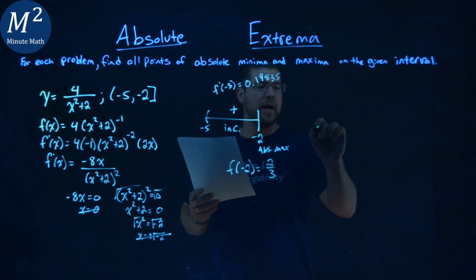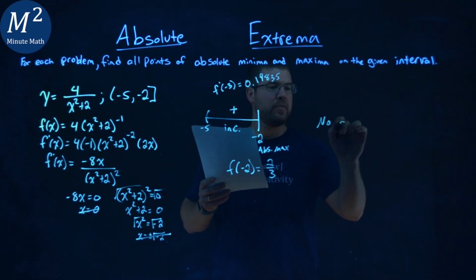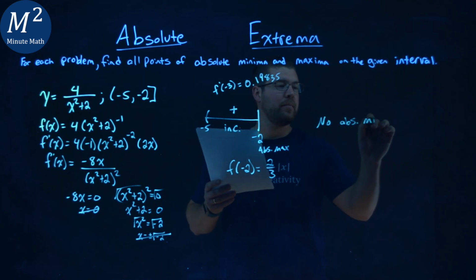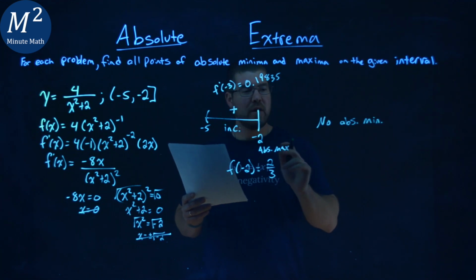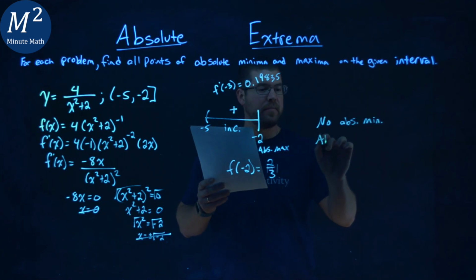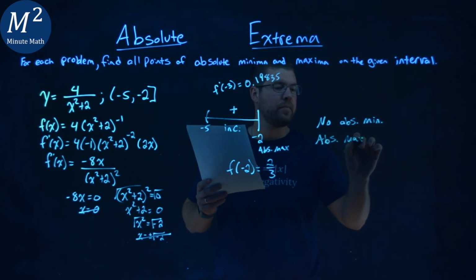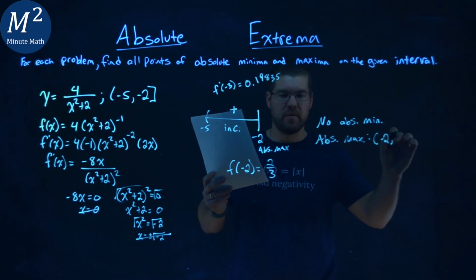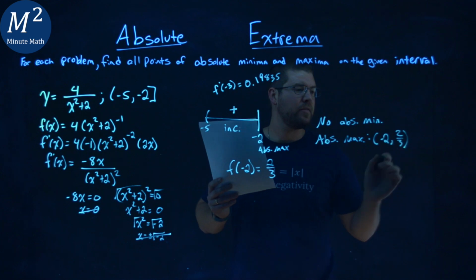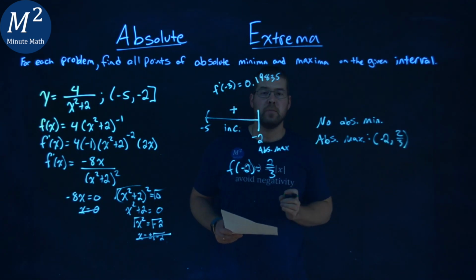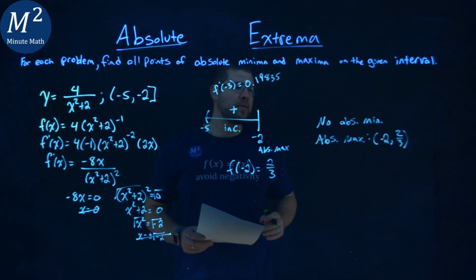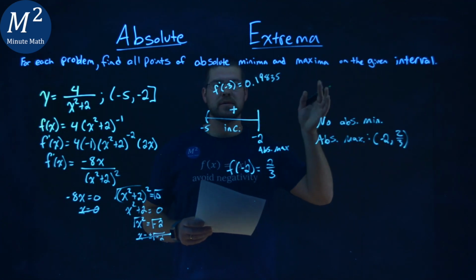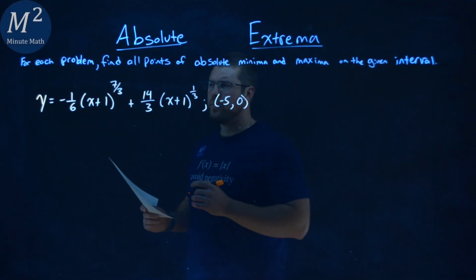Well, we don't have an absolute minimum value here, right? But we do have an absolute maximum value at the coordinate point negative 2, comma 2/3. So again, our final answer here, we have no absolute minimum value, but we have an absolute maximum value at negative 2, comma 2/3.